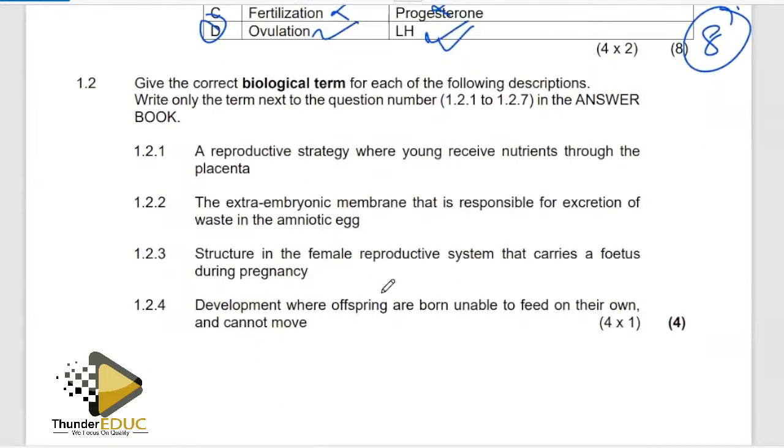Then let's go to the terminologies, or what you call the biological terms. A reproductive strategy where young ones receive nutrients through the placenta, when we talk about this, we are talking about viviparity. Yes, so it is a viviparous condition. Then extraembryonic membranes: you have allantois, chorion, yolk sac, and amnion. The extraembryonic membrane responsible for excretion of nitrogenous waste in the egg is the allantois.